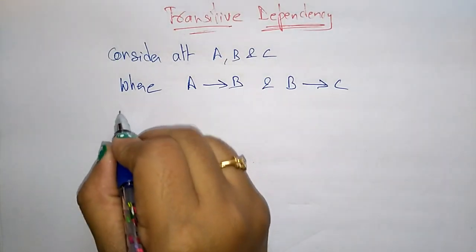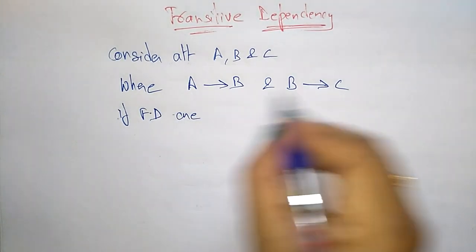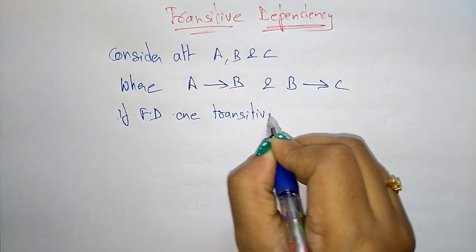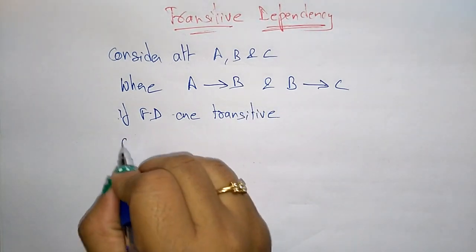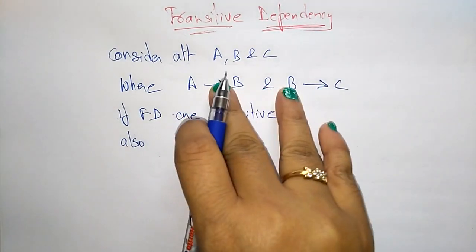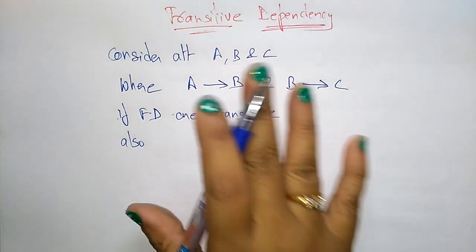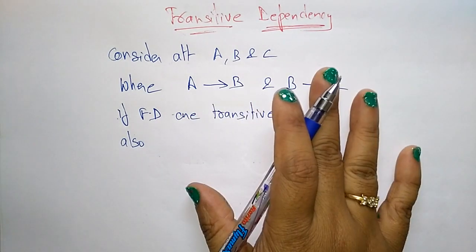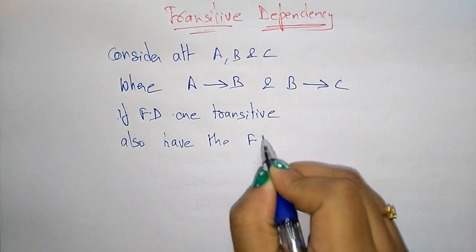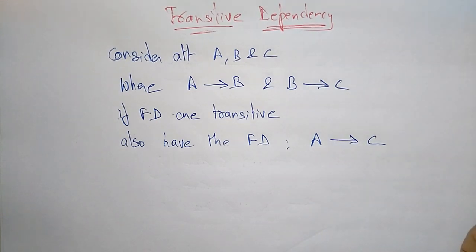If these functional dependencies are transitive, we also have the functional dependency. Whenever these two relations, having these two attributes, have the functional dependency relationship, then if they have transitivity, you can also write the functional dependency A determines C.